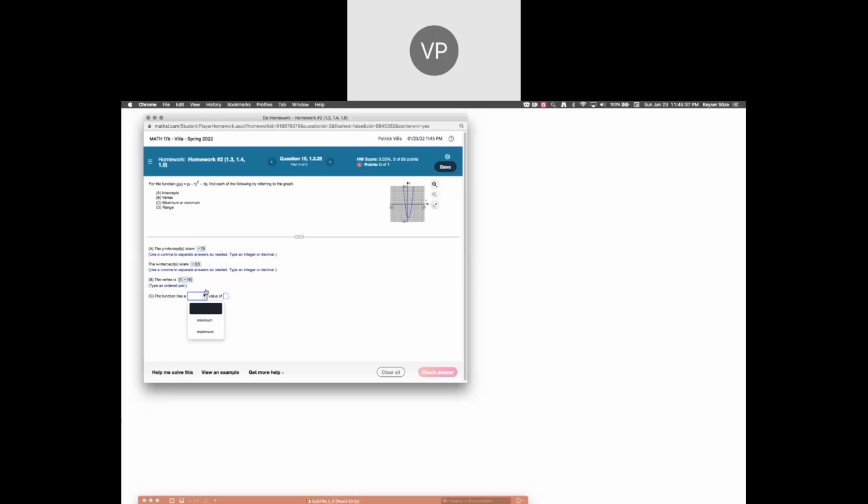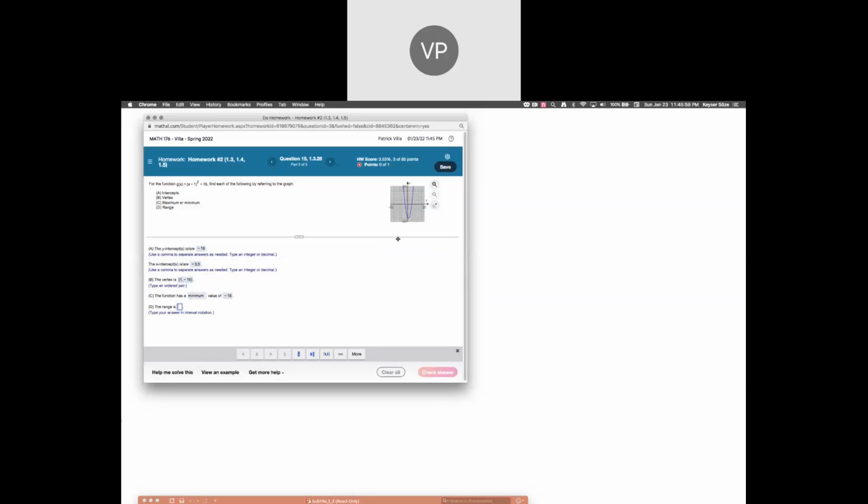Now we look at maxes and mins. If this graph is pointing up, there is no maximum. It goes up to infinity, but there is a minimum, and that value is the vertex, which is -16. They're asking what's the minimum y value. If this parabola is pointing down, then there would be no minimum, and the vertex would be the maximum.